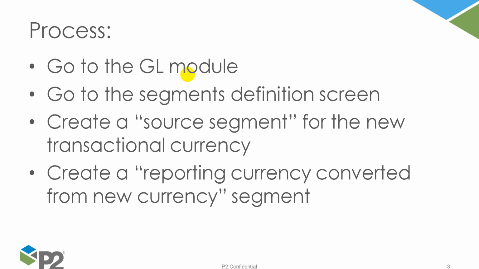And we also need to create a reporting currency converted from new currency segment for the current year at a minimum. If we want to do, say, prior years also right away, we can do that. If we want to leave that for when we do the year-end roll, that can be done also. But at a minimum, we need these two segments to be created for us to start doing transactions in this new transactional currency, and for which we want to generate either GL reporting and or FX gain loss.